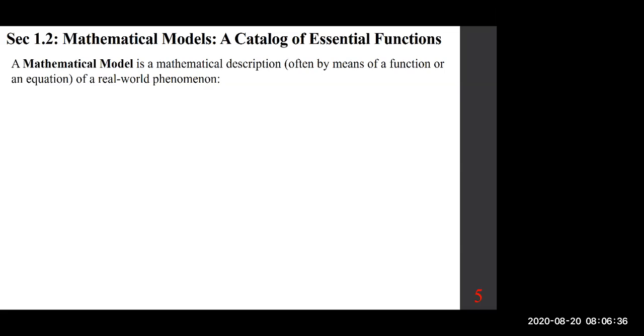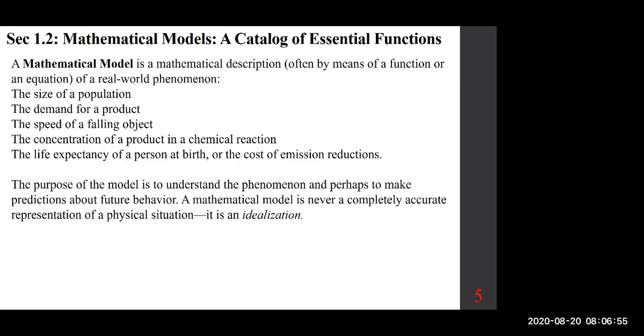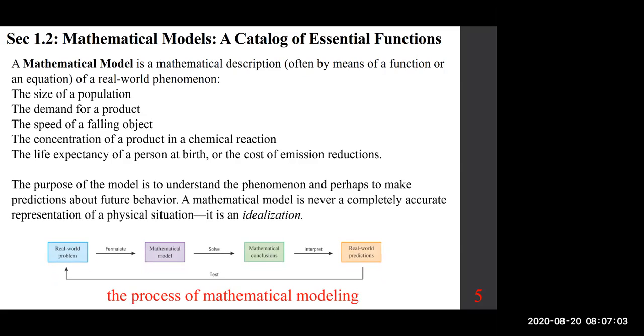So that is a simple definition of a mathematical model. And we have a lot of applications, whether it's dealing with the population or demand for a product or speed of a falling object and so on. So there are a lot of applications in the real world, okay? And the purpose was explained on the previous page. Again, we are repeating. The previous page had the synopsis of what we had in mind.